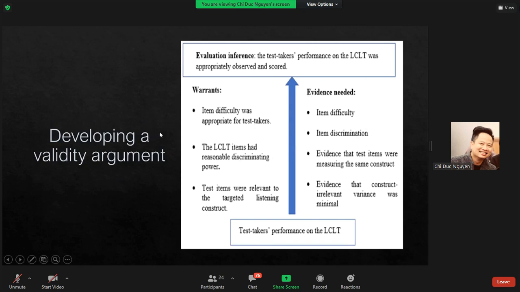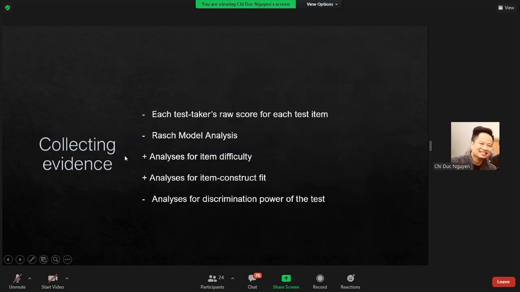Okay, and after developing this argument, I have to go and collect the evidence. The evidence that I need to collect now is empirical evidence. I have to use the raw scores from the test takers, and after that I conduct Rasch model analysis. In this Rasch model analysis, I can find the evidence for the item difficulty, for the item construct fit, and for the discrimination power of the test and the test items.